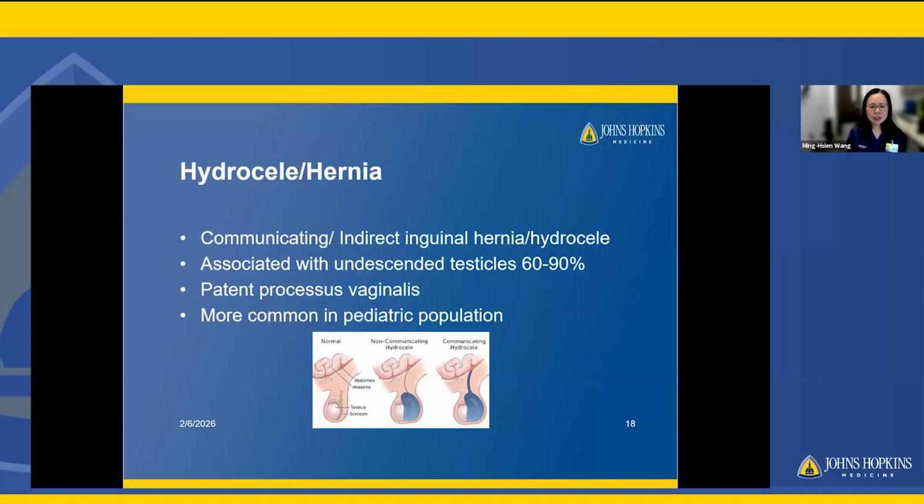And usually, if there's an inguinal testicle, there's a high likelihood you also have a communicating hydrocele associated with it. And the pathology is this patent processus vaginalis, which basically is your peritoneal opening. So it's the same exact thing, except it has a different term once you're talking about the groin, once you're talking about the testicle. And again, this is very common in our pediatric population.